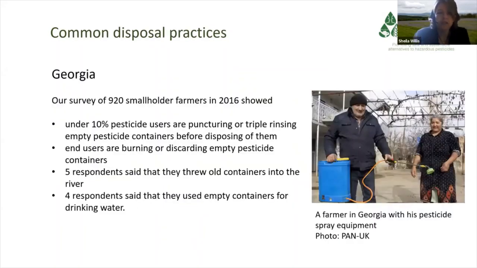We did a larger survey in Georgia in 2014-2015 and into 2016, and that included 920 smallholder farmers. In that case, fewer than 10% of farmers were puncturing or triple rinsing their containers. End users were burning and discarding empty containers in the fields. 5 respondents, so not very many, but still a concern, said they threw old containers directly into the river. 4 said they used empty containers for drinking water. So a small proportion, but still concerning in terms of human health risk.